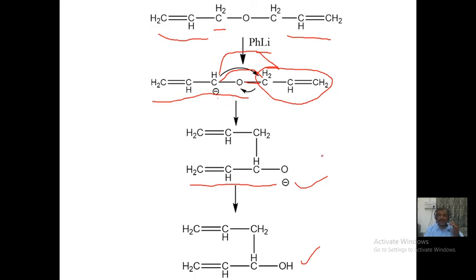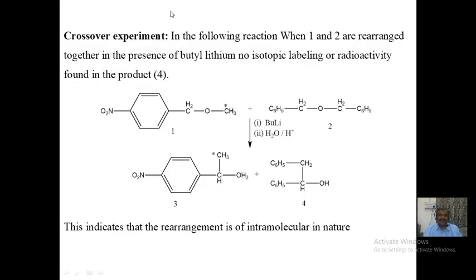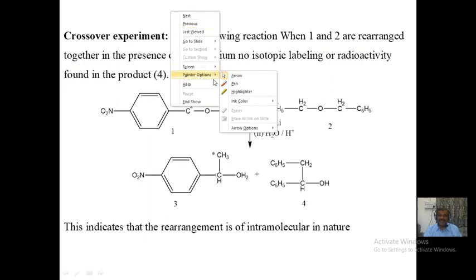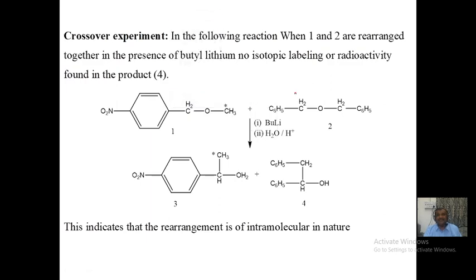So this is the concerted path, other than the radical pathway, which is operative if the allyl groups are going to migrate. I am very happy to share that this kind of evidence also helps teachers to have more interest. What is this crossover experiment, friends?